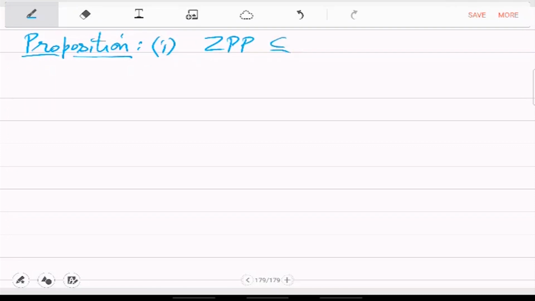So ZPP is in RP intersection co-RP. Okay, so what this is saying is that ZPP is actually a better algorithm than RP and co-RP. Okay, so these problems are potentially more special than the problems in RP. And obviously, in the previous proposition, we have shown that both RP and co-RP are in BPP. So all this business is happening inside BPP.